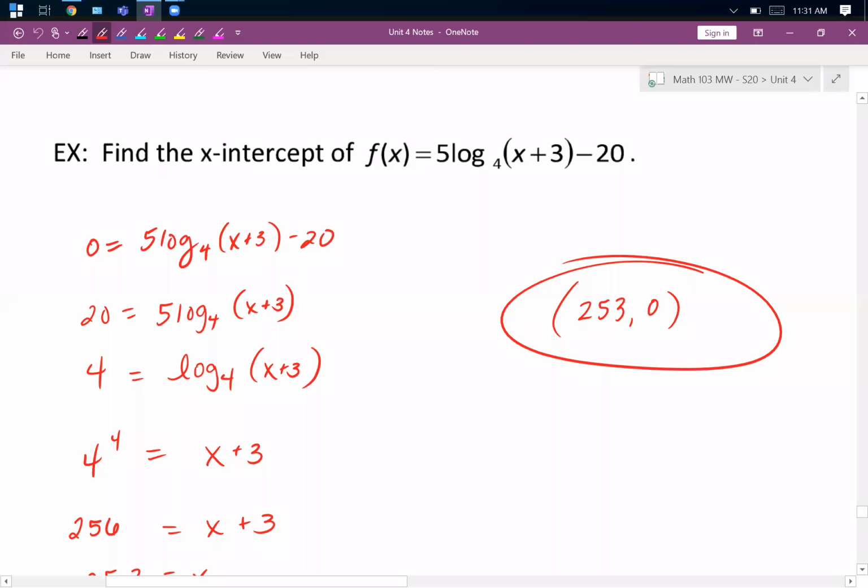And everybody seemed pretty good on their answer. Everybody getting 253, 0. Be sure that you're writing your x-intercept as an ordered pair. Questions at all?